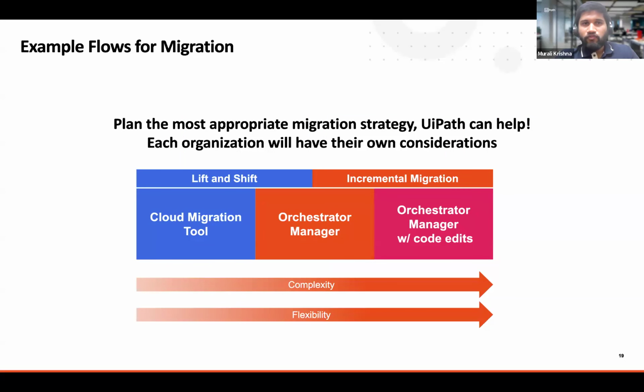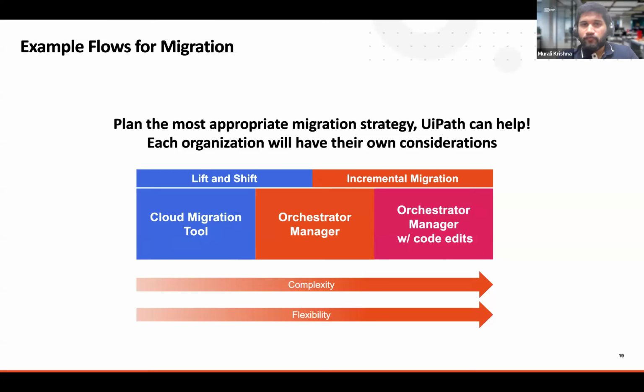Coming to the flows of migration, as I explained, there are two types of flows. One is lift and shift. One is called incremental migration. For lift and shift, we use the Cloud Migration Tool. The Cloud Migration Tool is an in-house tool developed by UiPath itself, by the UiPath product team. While Orchestrator Manager, as Chetan has explained, is a marketplace tool, although developed by UiPath Professional Services.